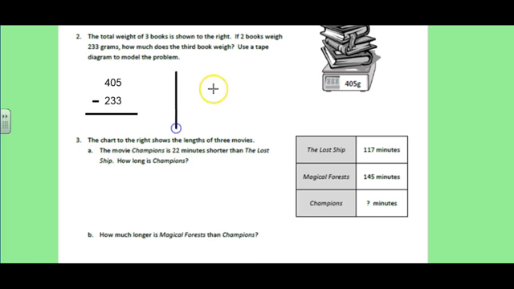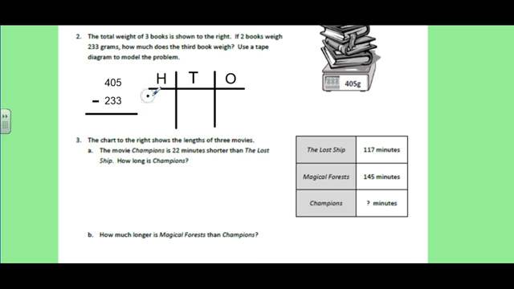So once you have solved this to see how much that third book weighs, come over here underneath this and write your answer in a sentence telling how much the third book weighs. So go ahead and solve this using your place value chart and write your answer in a sentence, and once you have that done, you can push play to check your answer.